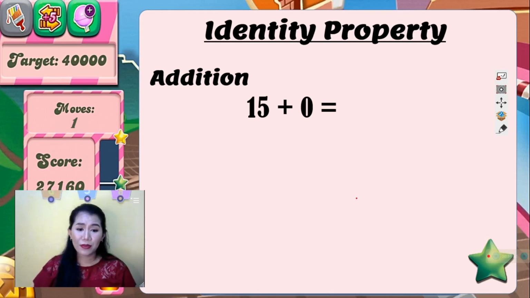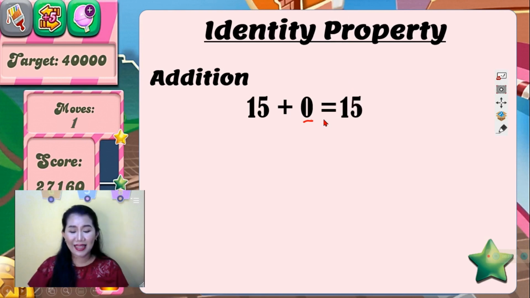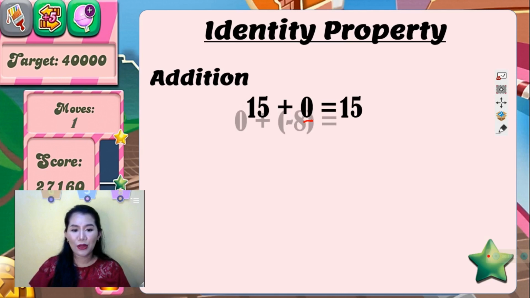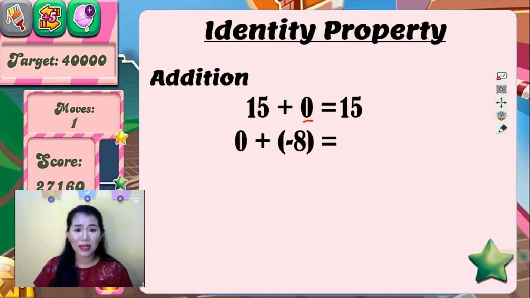You see, the identity number here is always 0. Ibig sabihin, ano man ang i-add mo sa 0, ang sagot ay yung number pa rin na yun. So if you have here 15 plus 0, this is equal to what? That is equal to 15. Okay? Another example, if you have 0 plus negative 8, this is equal to what? Ano man ang number na i-add mo sa 0, the answer is always that number. So, the answer is negative 8.